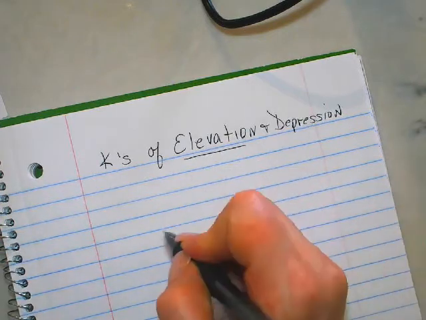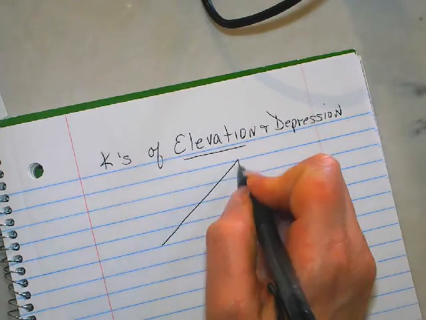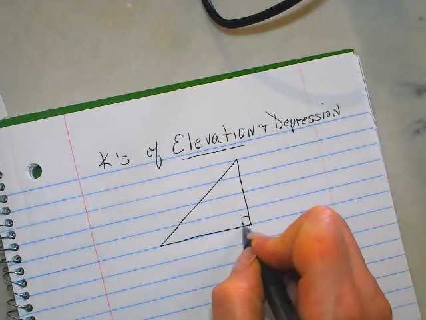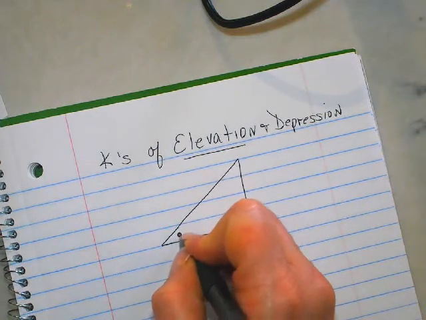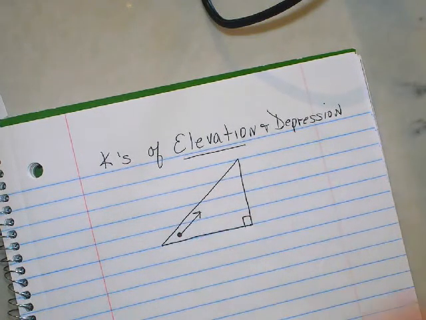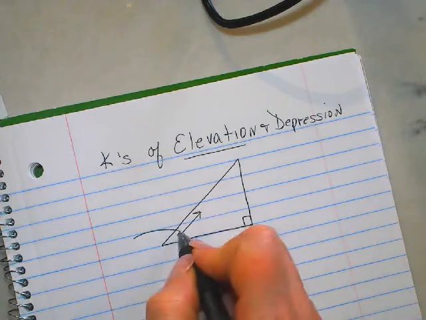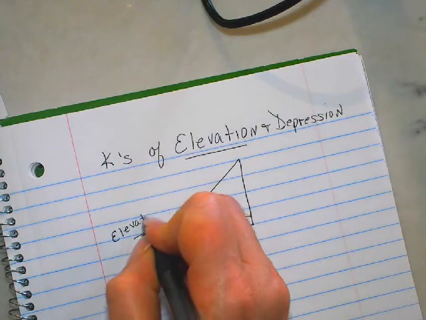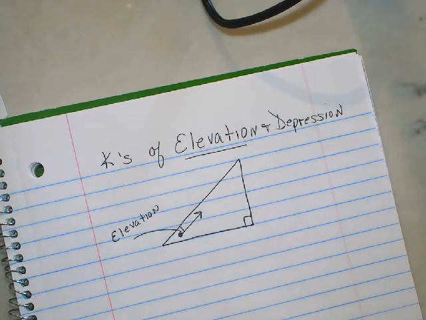So an angle of elevation, if I were to draw a right triangle, we're talking about this angle here. See how it's looking up? This angle in here is called the angle of elevation. Kind of makes sense.